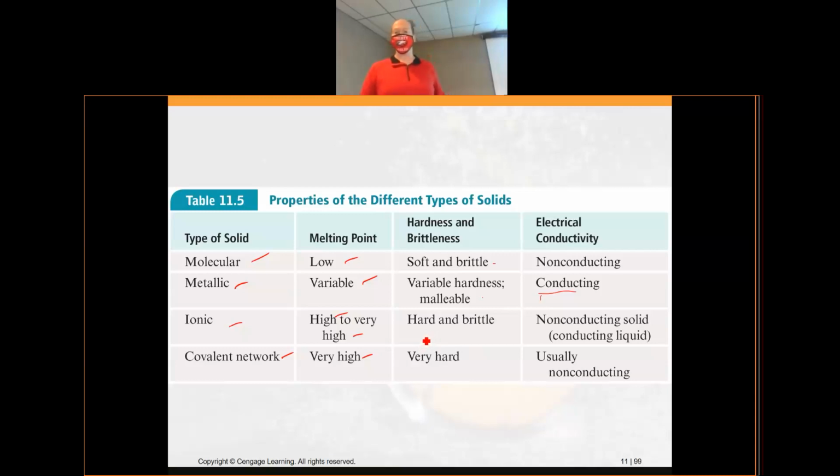Ionic, they're hard and brittle. So now if you got a salt block for deer, cow, whatever, they're hard and they're brittle. You can hit them with a hammer, they will break. They are non-conducting as a solid, but you put water with them, and now they are conducting. And your covalent network, just think of a diamond, very hard, and usually non-conducting. So you will need to know the properties of the 4 different types of solids.